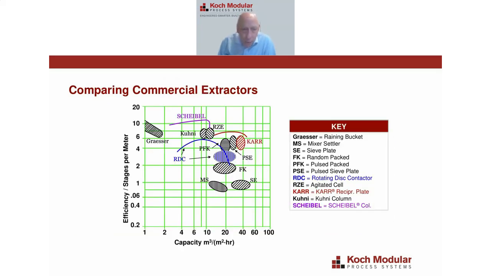I mentioned data published in the literature on why the Scheibel column has the highest efficiency. This is efficiency versus capacity. And you can see up here it shows the Scheibel column with the highest efficiency. And then if you go in this diagonal direction, you see the Karr column. That means it has somewhat higher volumetric efficiency. In other words, it'll be skinnier but taller than a Scheibel column, but maybe less volume in the agitated zone.